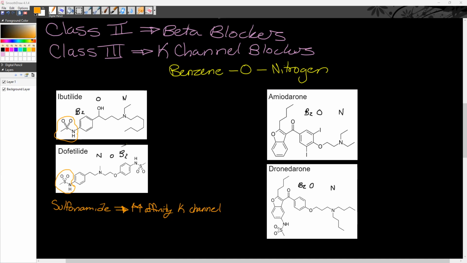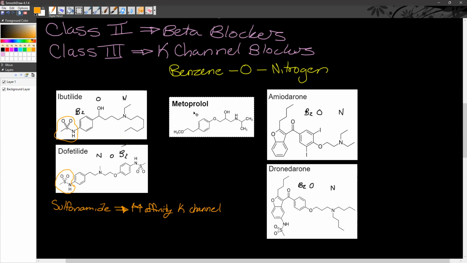If you remember way back when we talked about beta blockers, the important aspect of beta blockers was that we had the benzene ring, and we have this 3-carbon spacer between the nitrogen. And this was really, really important for the beta blocker activity.